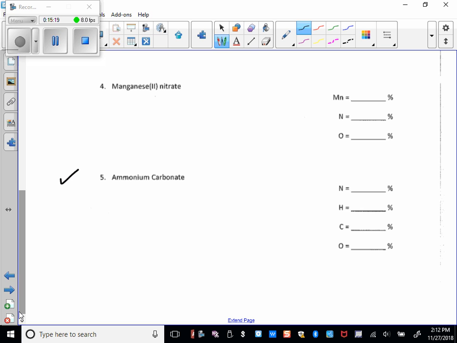Wait, what if the subscript is negative? It cannot be negative. There is no negative subscript. You balance out the charges. IH minus.